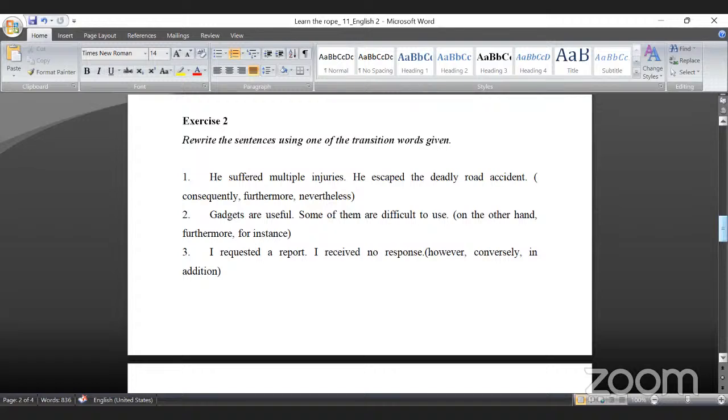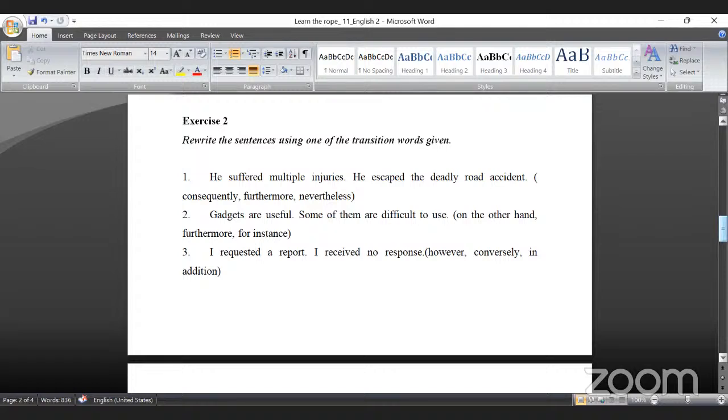He suffered multiple injuries. Nevertheless, he escaped the deadly road accident. He suffered multiple injuries. Full stop. Nevertheless, comma, he escaped the deadly road accident. Okay. Furthermore.